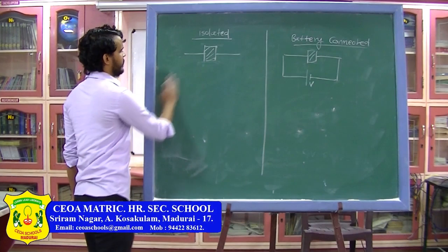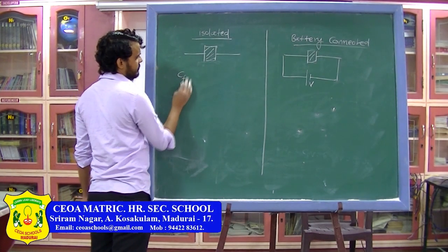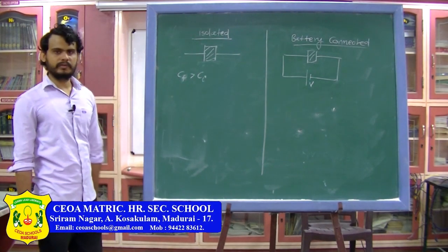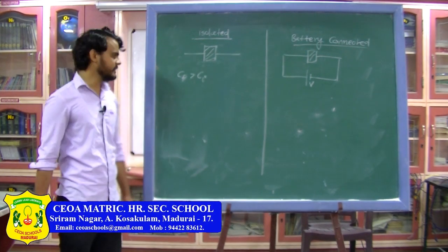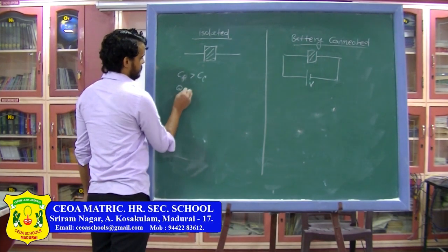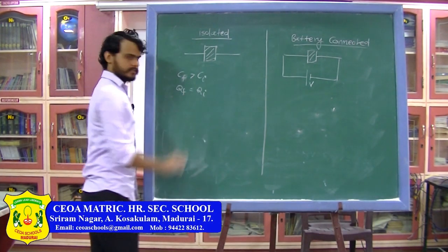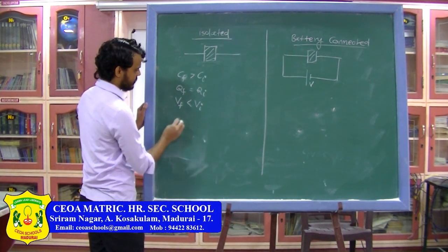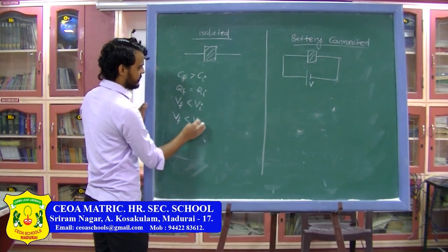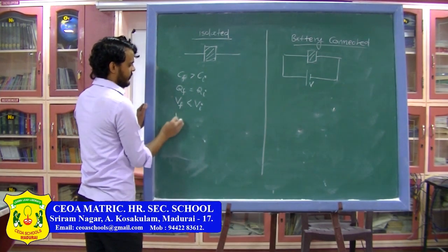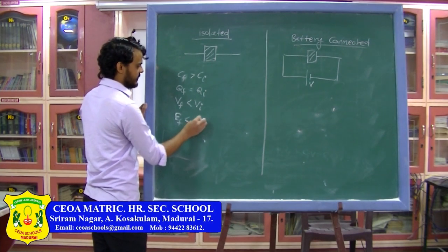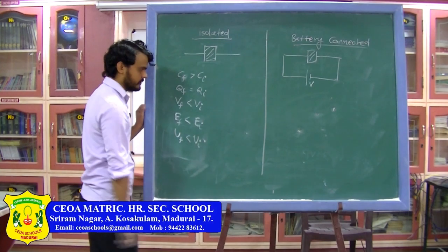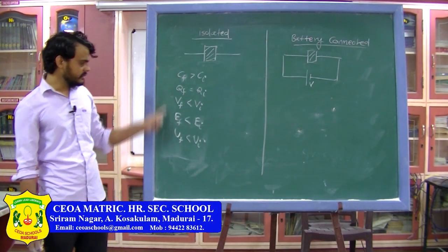so you know that final capacitance will be more than initial capacitance. So C final is greater than C initial. As we know, if you insert the dielectric slab, capacitance increases. Final charge will be equal to initial charge. Final potential will be less than initial potential. Final electric field will be less than initial electric field, and final potential energy will be less than initial potential energy. So these are the results for the capacitor with dielectric medium.